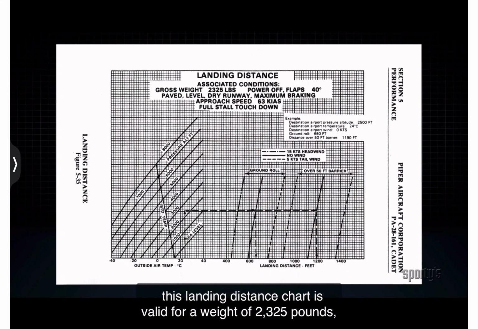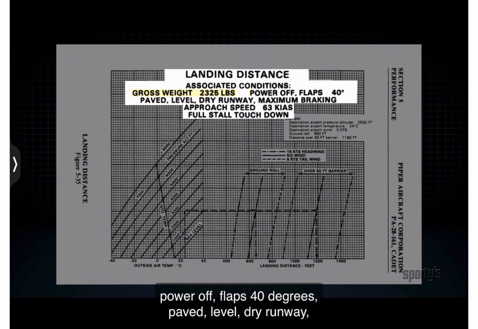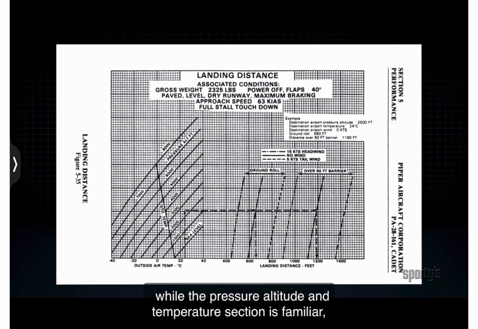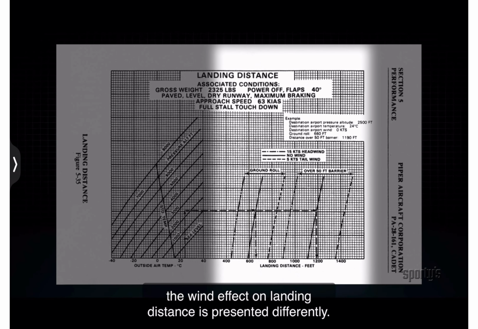This landing distance chart is valid for a weight of 2,325 pounds, power off, flaps 40 degrees, paved, level, dry runway, maximum braking, approach speed 63 knots indicated, and full stall touchdown. While the pressure, altitude, and temperature section is familiar, the wind effect on landing distance is presented differently.